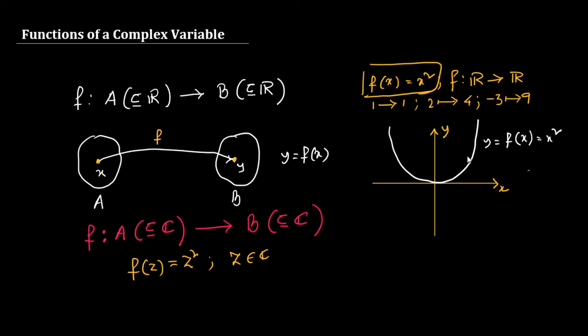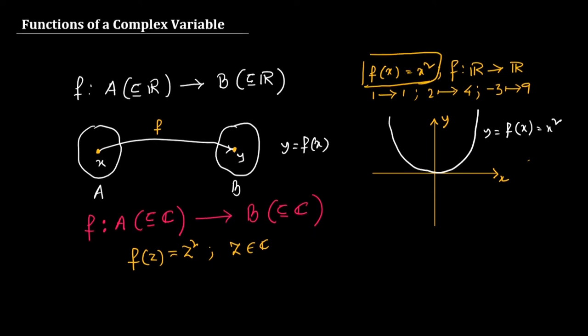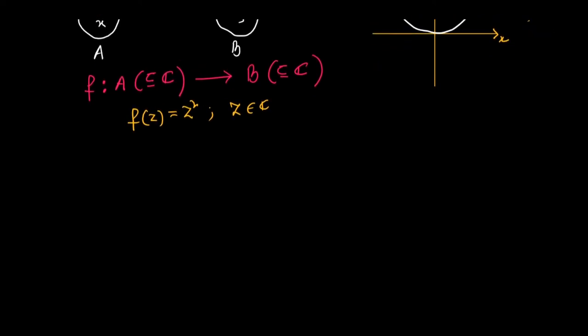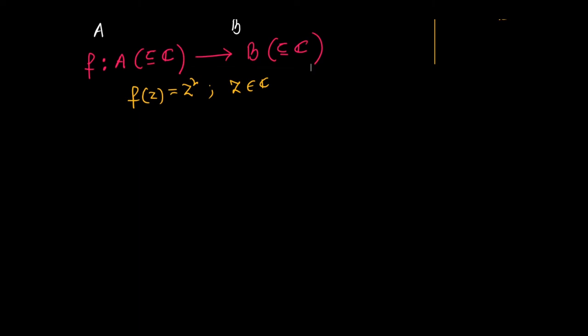Then what is the alternative? How will we graph this function of a complex variable? The idea is, instead of having one axis system, we will consider two complex planes, one representing the domain, another representing the codomain. Let us have two complex planes.